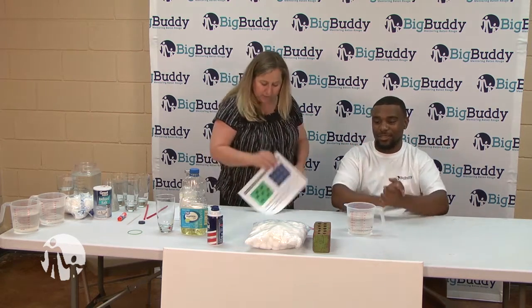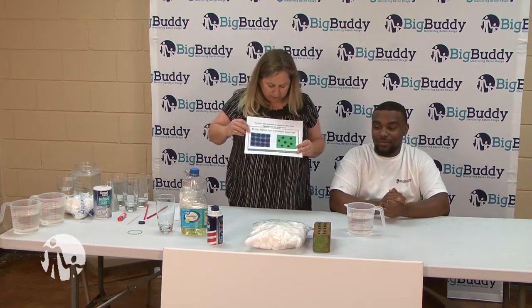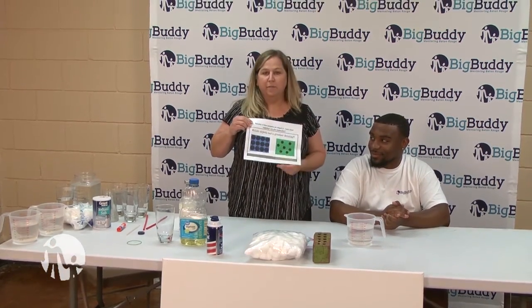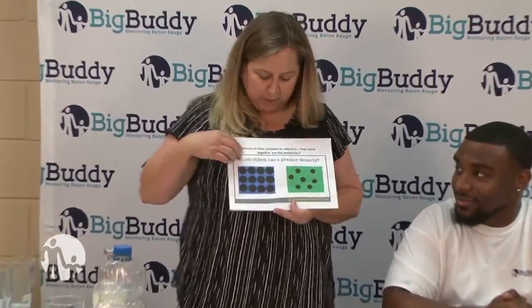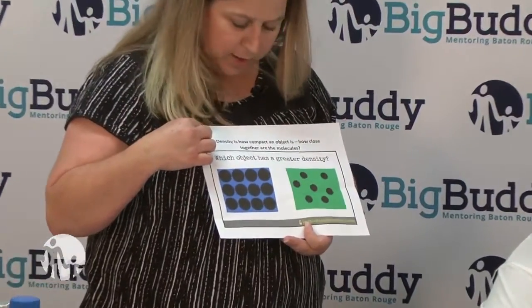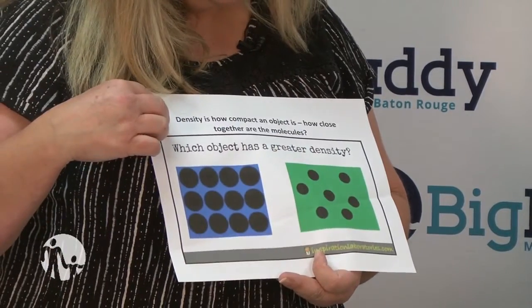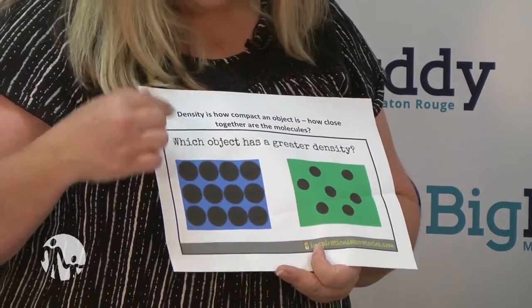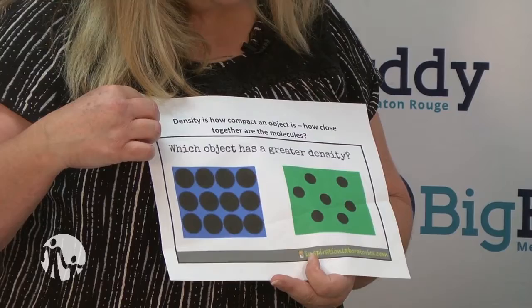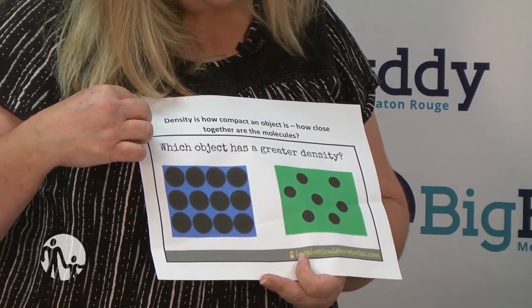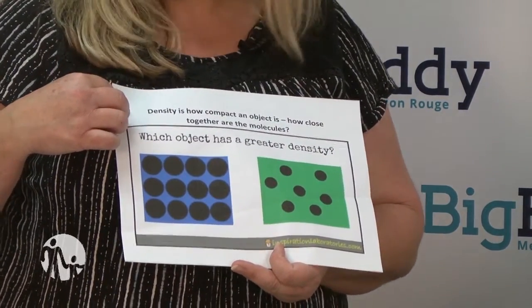So this is a picture that you can look at that gives you a good visualization. So we had our fingers. Now here's another one. So Lorenzo, out of these two pictures, which one do you think is more dense, the blue one or the green one? I would say the blue one. Why? Because they are bigger, they're more compact. That's exactly right.